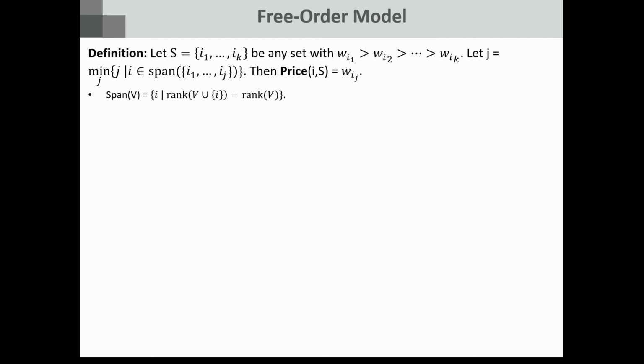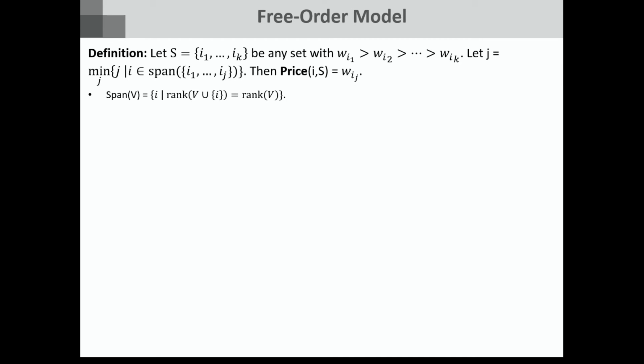Let S be any set and say that the elements are ordered in decreasing order of weights. And let J be the minimum index such that I is in the span of the first J elements. What I mean by that is we're going to start with the heaviest element in S and go all the way down by adding each element one at a time. At some point, we will span I, and this is where we stop. And we'll say that the weight of the last element we added is equal to the price of I with respect to S. Does the definition make sense?